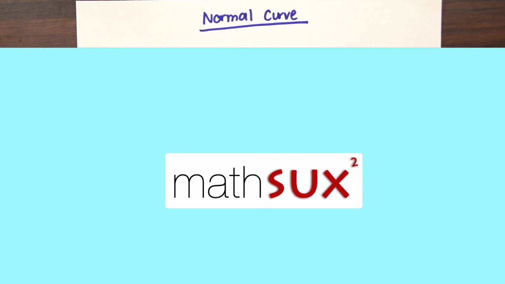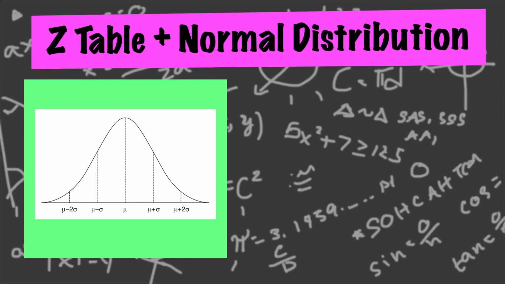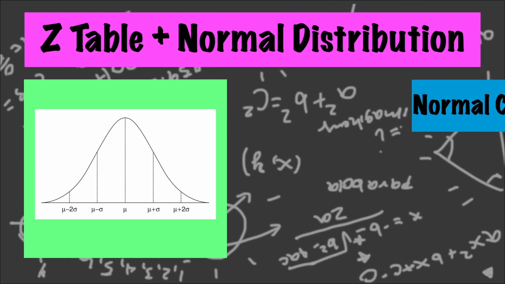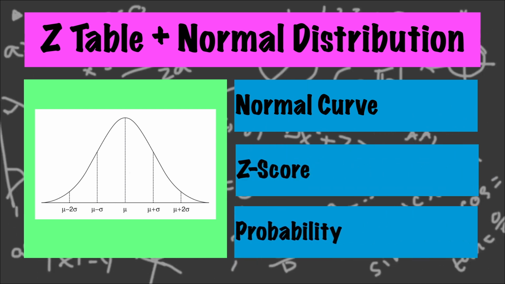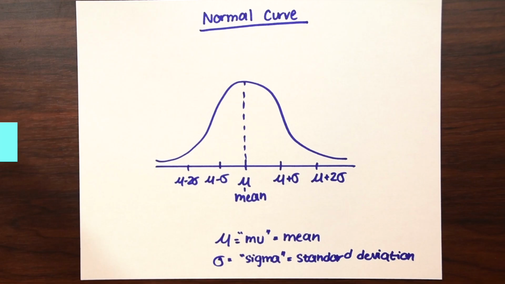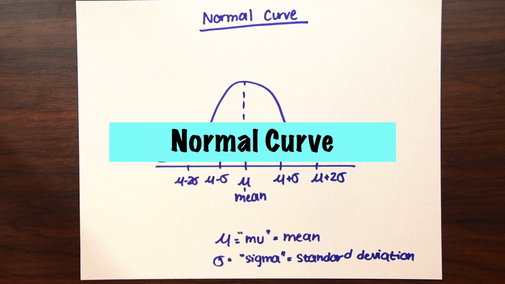In this video we're going to go over the z-table and normal distribution by identifying what a normal curve is, the z-score formula, and how to find probability using z-score. So we're going to start with the normal curve here.